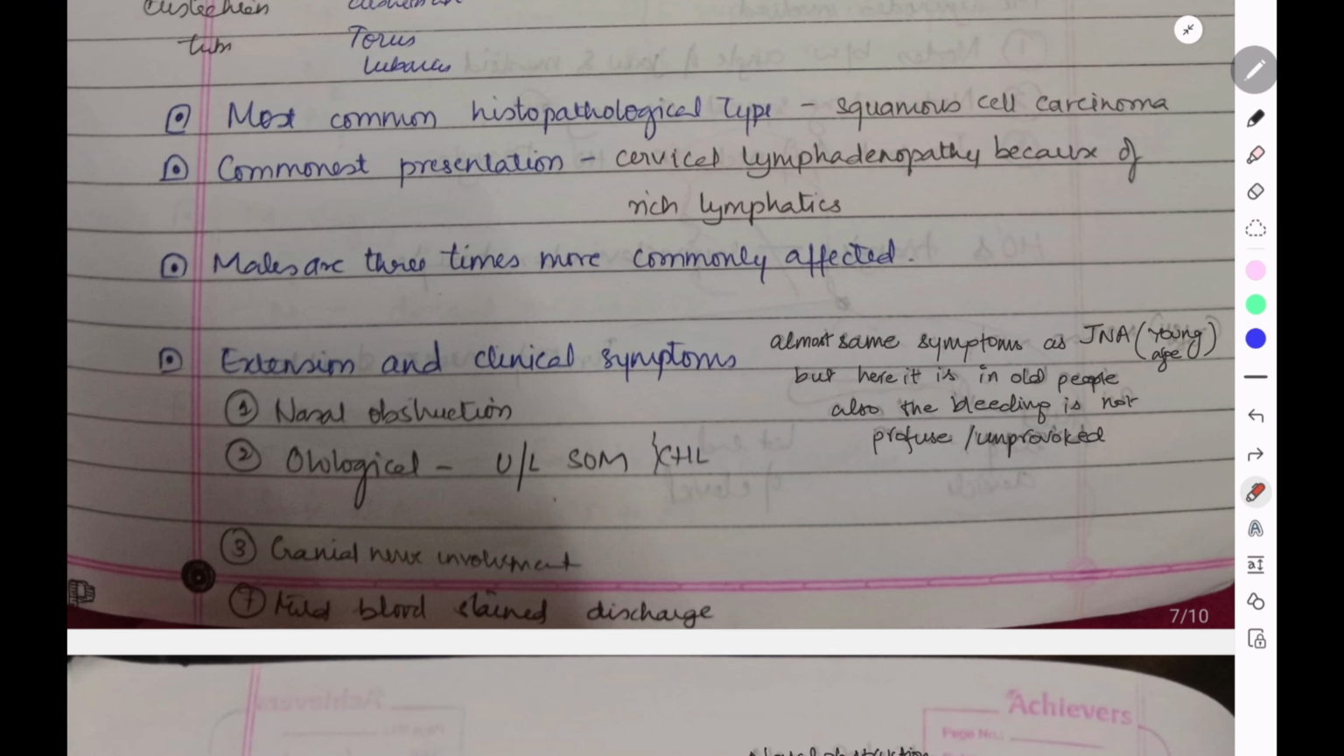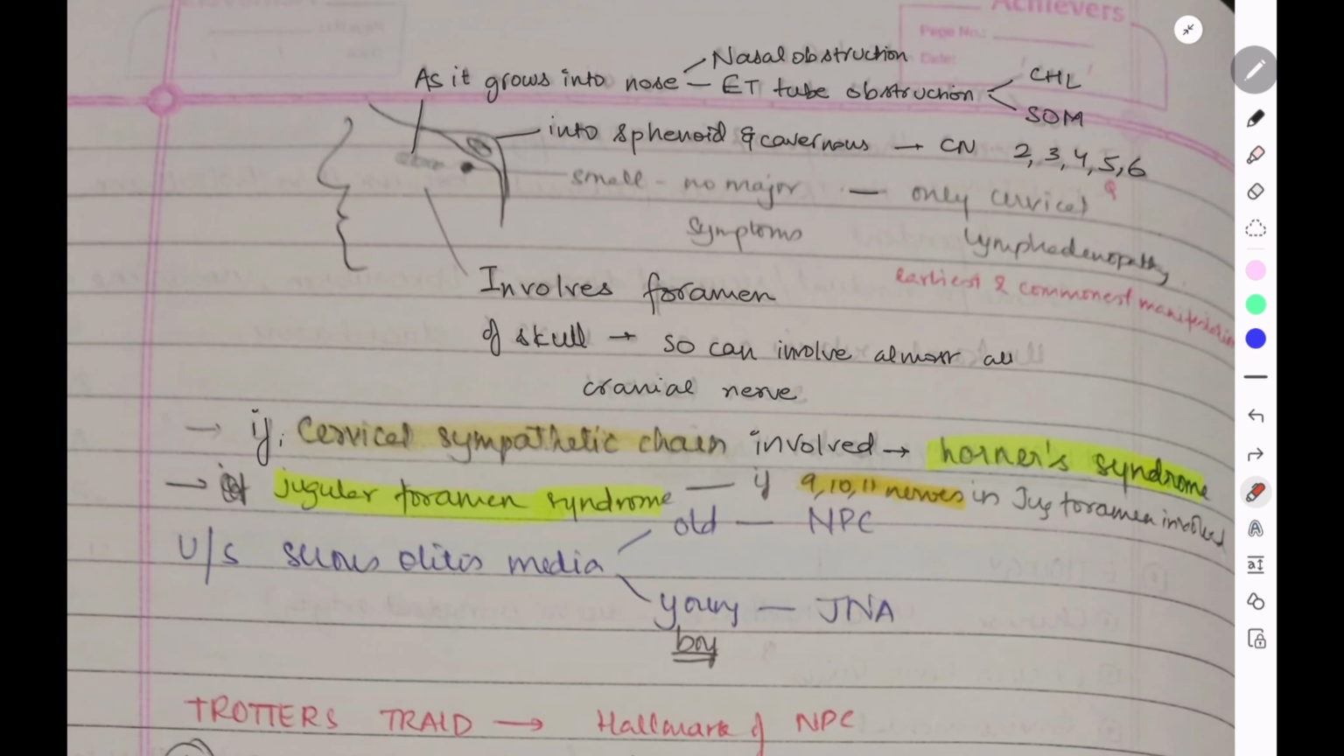Symptoms are almost the same as JNA, but JNA is seen in young individuals, but here it is seen in old individuals. And here in nasopharyngeal carcinoma, bleeding is not profuse or unprovoked, but in JNA it was profuse unprovoked bleeding. Okay, so other clinical features are nasal obstruction. In otological, we have unilateral SOM that will cause conductive hearing loss, then cranial nerve involvement and mild blood-stained discharge.